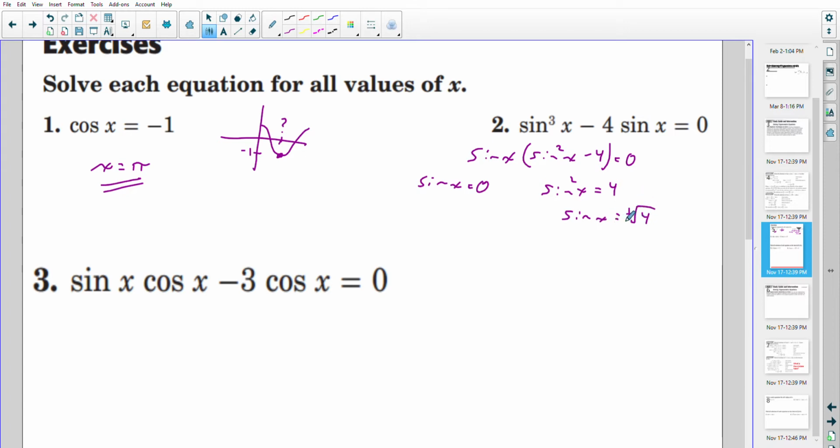The sine x can never be greater than 1 or less than -1, because the graph looks like this, and the top is 1, the bottom is -1. Can't have 2. Therefore, what you're going to do is just cross this off because those are extraneous solutions. Back here, sine x equals 0. It occurs at this point and this point, and therefore your answer is going to be x equals 0 or pi.